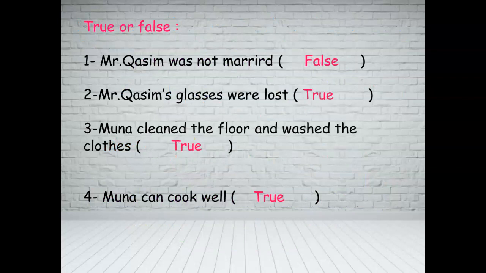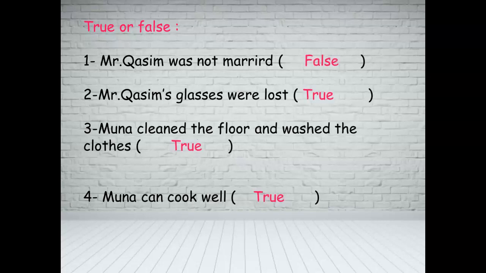Now, true and false. Number 1, Mr. Qasim was not married. Of course, false. Mr. Qasim's glasses were lost. True. Muna cleaned the floor and washed the clothes. True. Muna can cook well. Yes, true.